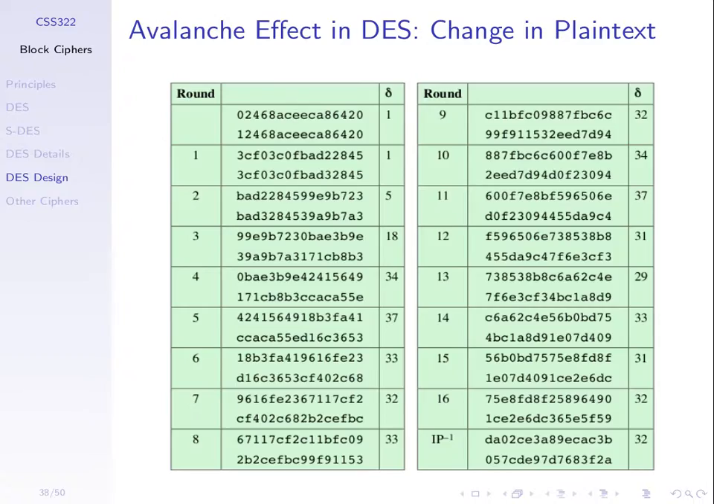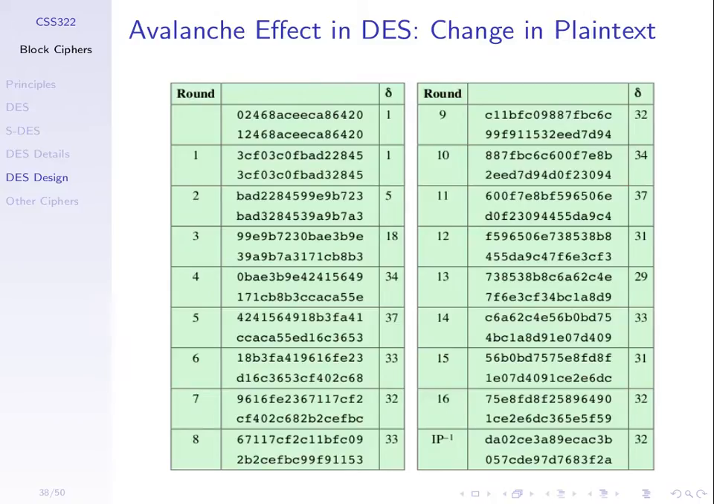And this shows those changes. So we see after a set of rounds. We start with plain text, this 0, 2, 4, 6, 8, and so on. That's plain text 1. And the one below it, 12468, is plain text 2. And of course, they differ by just one bit, a single bit difference. The delta column shows the number of bits that differ. So at the start, just one bit differs.